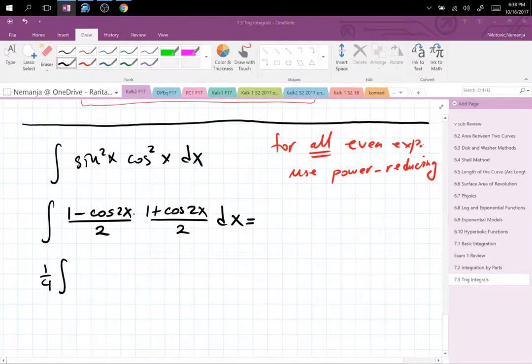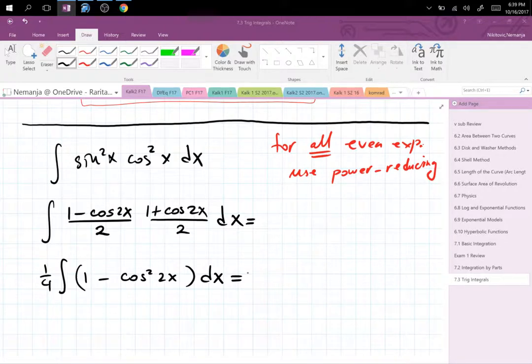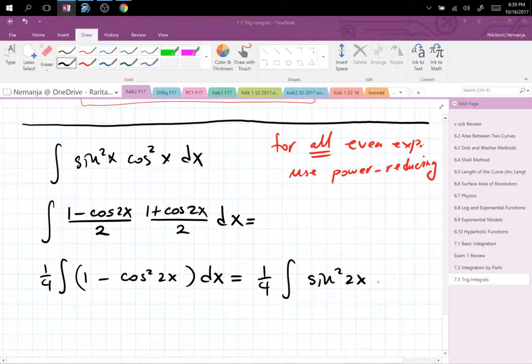And now when you FOIL this, you get 1 minus cosine squared 2x dx. What now? This is equal to sine squared 2x, and then power reducing again. Yes. This is how beautiful this is. So 1/4 sine squared 2x dx.